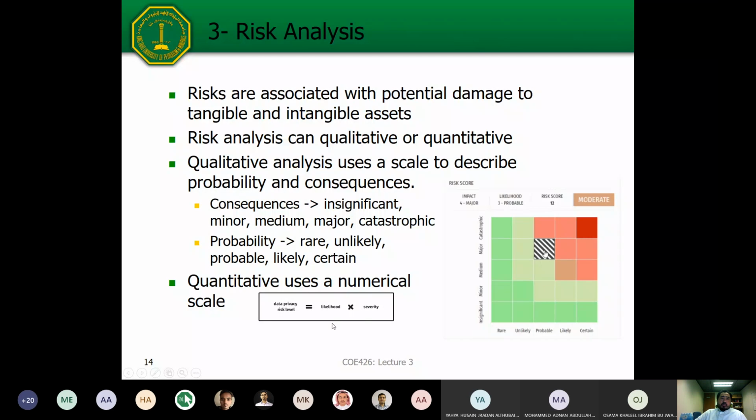There is also quantitative analysis using some numerical scale. And again, they usually use something similar to an equation: the likelihood of occurrence multiplied by the severity, okay? And that will give you the level of data privacy risk.